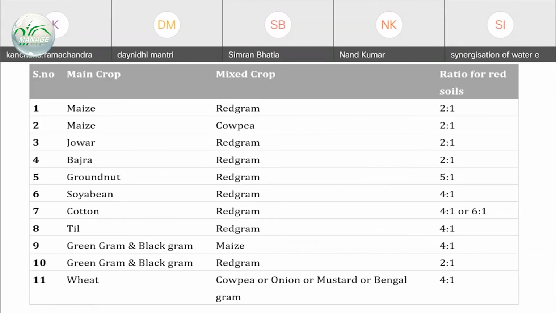I have given some of the intercrop systems and how much the ratio should be: maize plus red gram, maize plus cowpea, jowar plus red gram, bajra plus red gram, groundnut plus red gram, soybean plus red gram, cotton plus red gram, till plus red gram, green gram, black gram with maize. Somebody asked me in one of my presentations what the ratio should be. You know everything, but I have given this just for information.